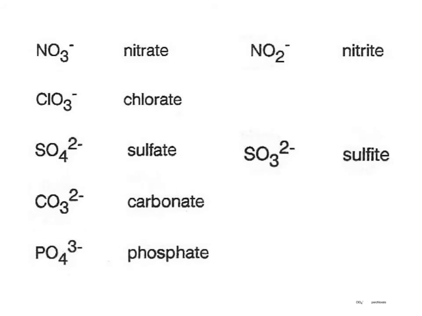Here we can see nitrite and sulfite have been added to the list. So nitrite and sulfite have exactly the same charge as the nitrate and the sulfate, so the same charge, but what we've changed is the number of oxygens. When I go from nitrate to nitrite, it goes down by 1 oxygen, but keeps the same charge.